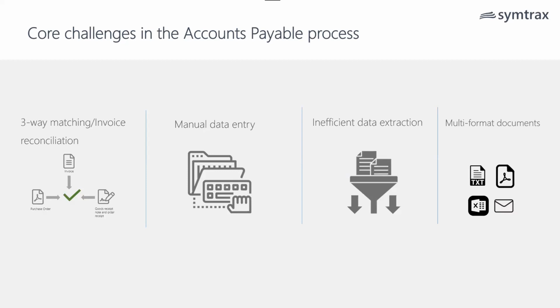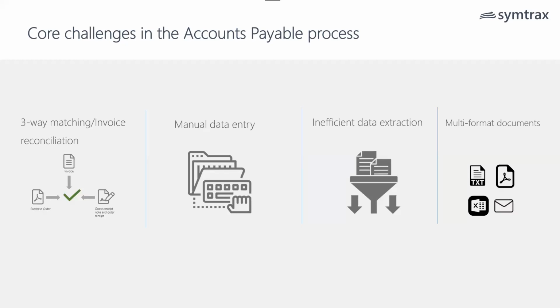The first one is three-way matching or invoice reconciliation. Almost all of my customers were having issues with three-way matching. So what exactly is three-way matching? Whenever you receive an invoice from your supplier, you need to validate it against the purchase order or your goods receipt note.